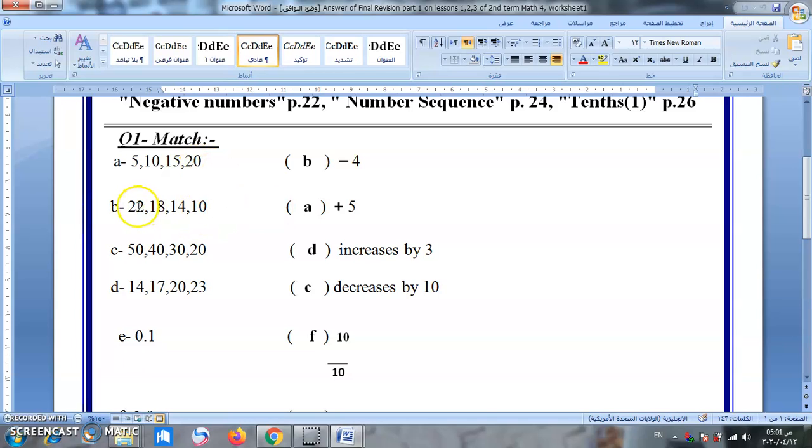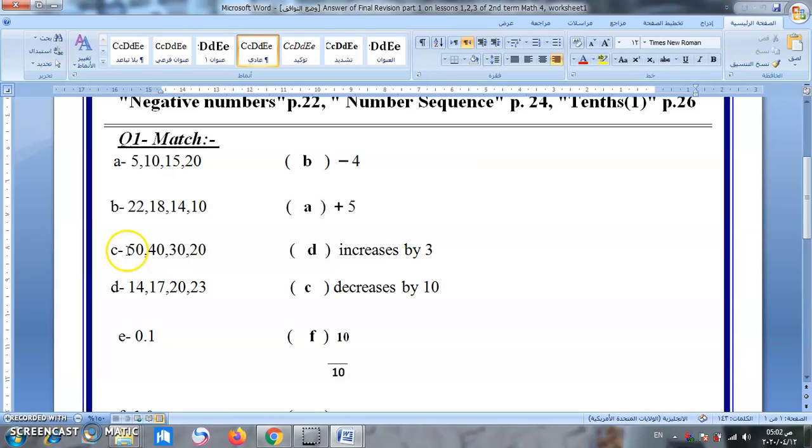You got it? Number 2: 22 becomes 18, and now becomes 14, and now becomes 10. So does it increase or decrease? Very good, it decreases. But does it decrease by 10 or by 4? It decreases by 4. So it's minus 4, or negative 4. So we will match A here and B here.